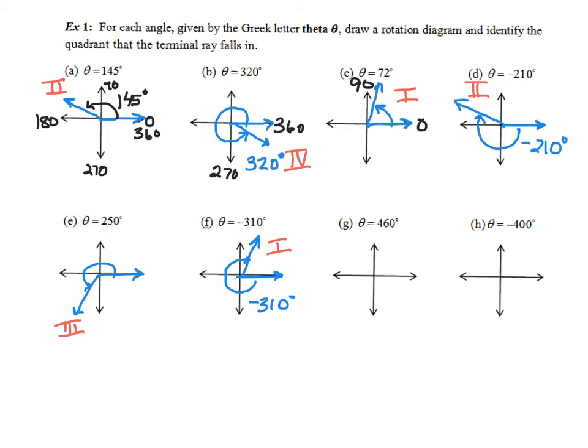Now you're probably wondering what happens when we get past 360 degrees. Well, my initial side is still going to be right there. Oop, I want that to be right along the axis, so let's try that again. There's my initial side.